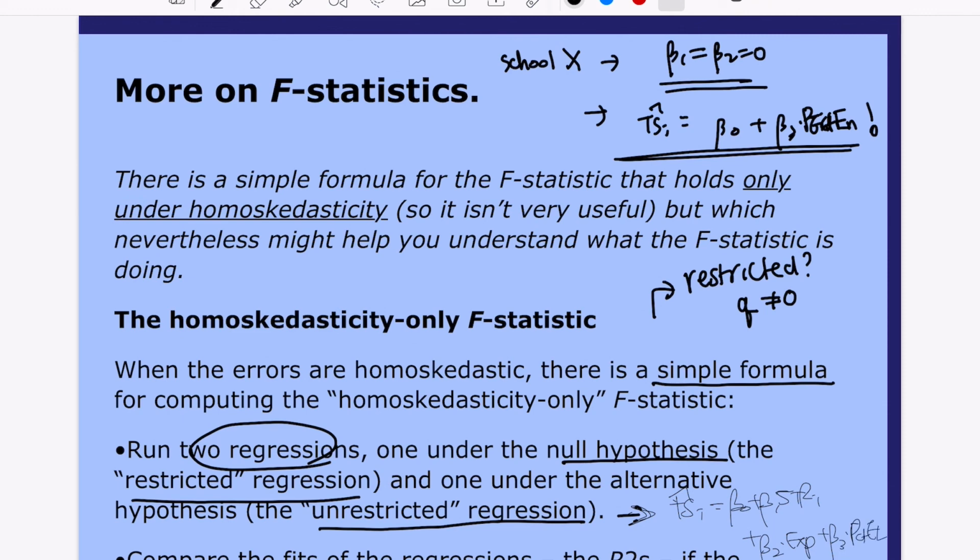All right, so we want to compare this model to that model. To compare, we look at the R squares of the regressions. If the unrestricted one is showing better, we reject the null hypothesis of the restricted one.